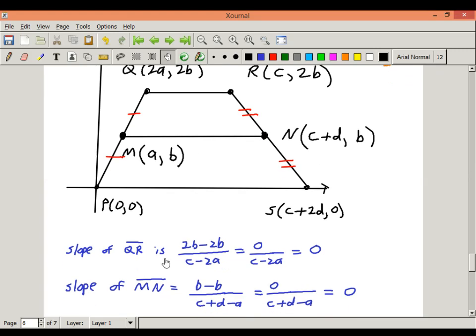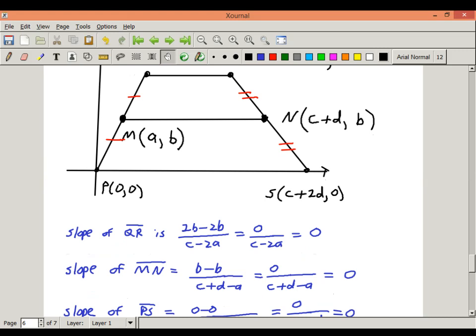Do the same thing for that mid-segment. Let's subtract the y-coordinates. So we're doing the slope of segment MN. Subtract the y-coordinates, so b minus b on top, and then subtract the x's, so c plus d minus a on the bottom. When you simplify that fraction, b minus b is 0, so you get 0 on the top, c plus d minus a on the bottom, but that resolves to 0, so that mid-segment also has a slope of 0.